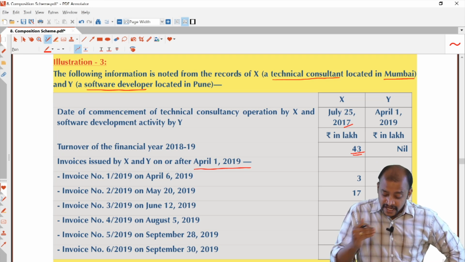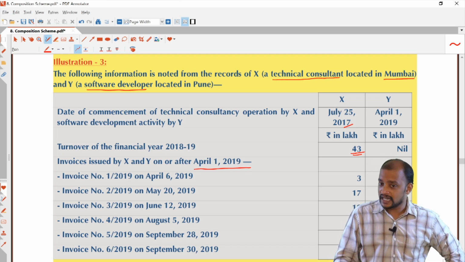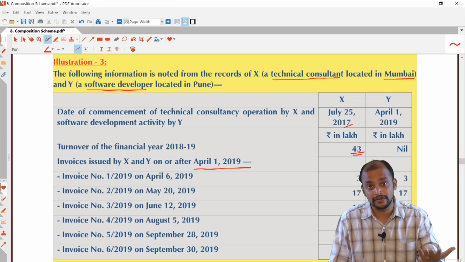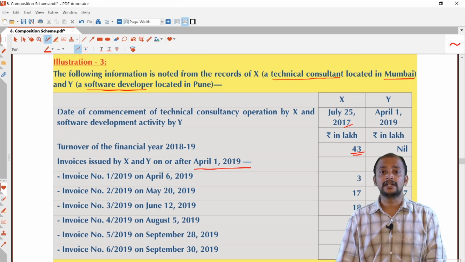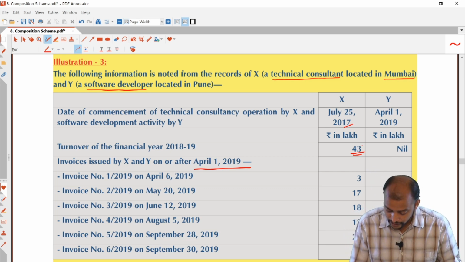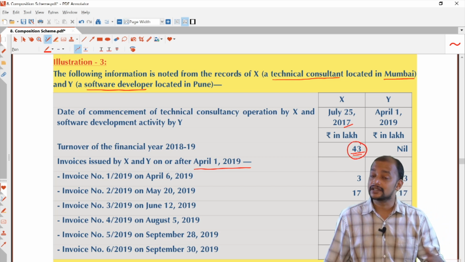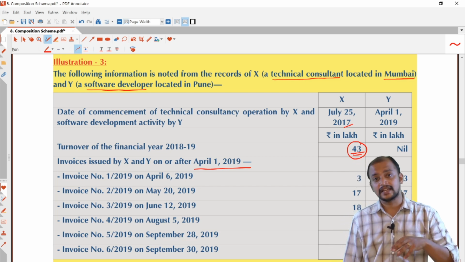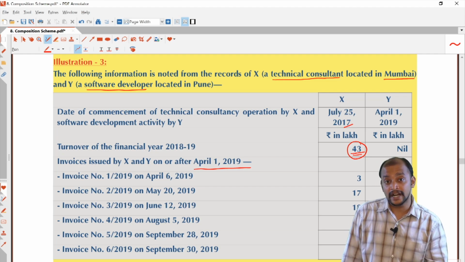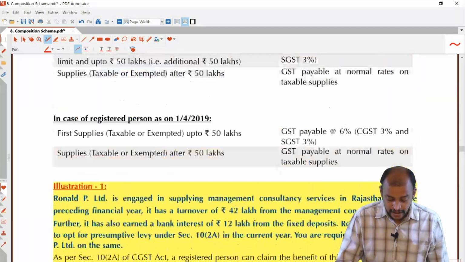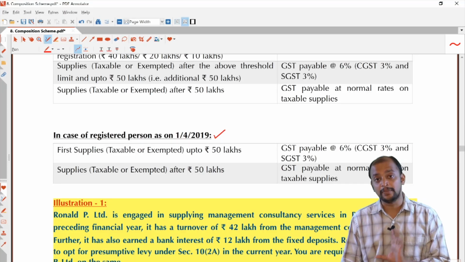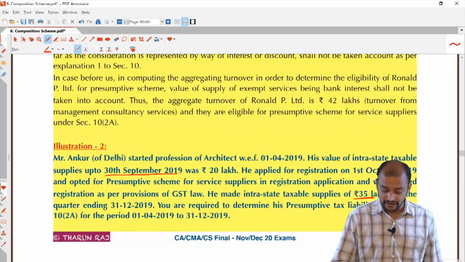Now, for the previous financial year, what is his turnover? 43 lakhs. Has that crossed the threshold limit? Yes. So in the previous year itself, he would have registered? Yes. He is a registered person as on 1st April 2019. And what was his aggregate turnover during the previous year? 43 lakhs. It does not exceed 50 lakhs. So in the current year he can opt for this 10(2)(a). And in the current year, as he already got registered, for 50 lakhs it will be 6% and thereafter it will be the normal rate.